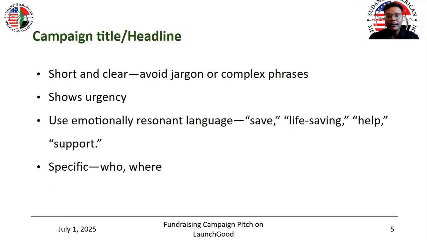The title is the headline of your campaign, and it should be short and clear. You have to avoid jargon and complex phrases as much as possible, because the title reflects the whole campaign. As much as possible, make it clear, make it short, and make it show urgency so donors feel that they have to donate to your campaign. Also use emotionally resonant language such as save lives, life-saving interventions, help, support, and be as specific as possible by providing who you are supporting and where they are located.